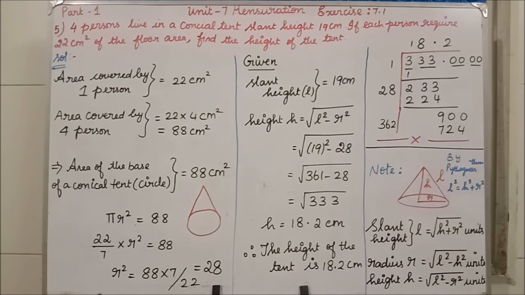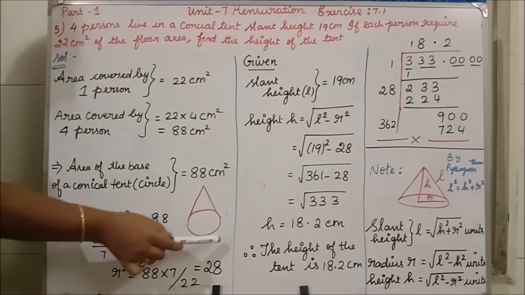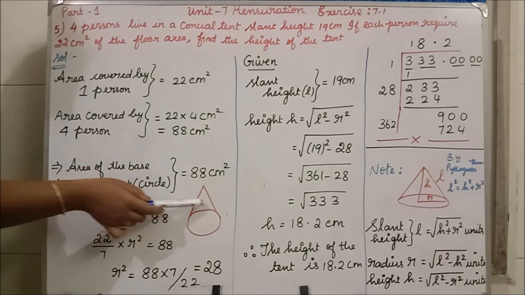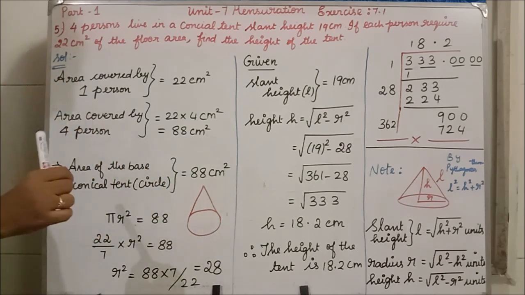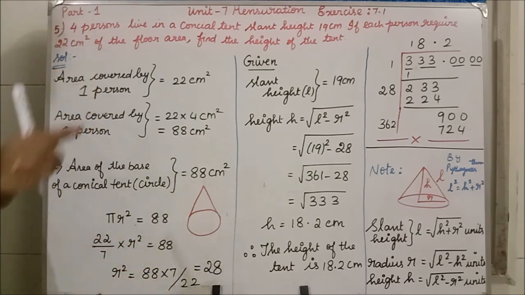4 persons live in a conical tent. Slant height is 19 centimeter. If each person requires 22 centimeter square of the floor area, find the height of the tent. See, in the question they are saying 4 persons want to sit in a conical tent. Can you tell me what will be the floor of the conical tent? It will be a circle. This place they are not going to occupy because it is a tent. Only the floor area they will be sitting in. The floor area shape is a circle.